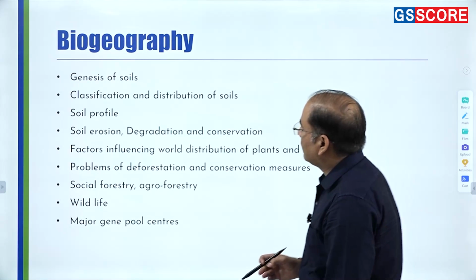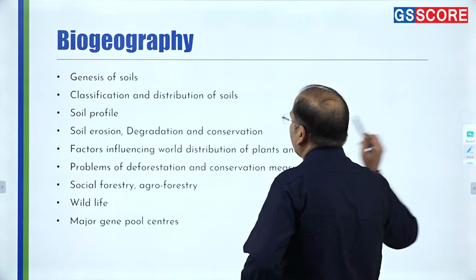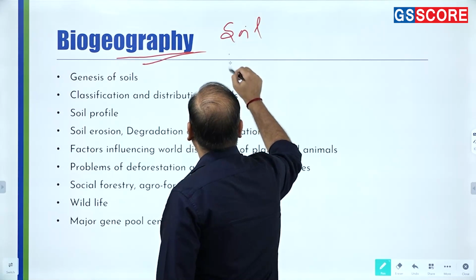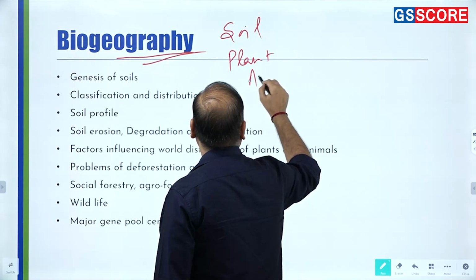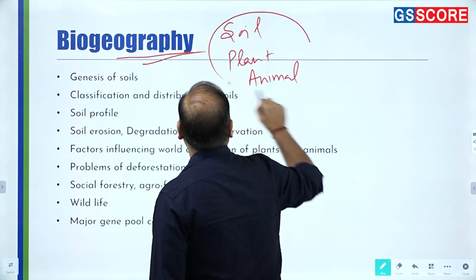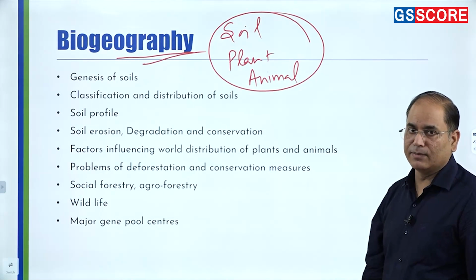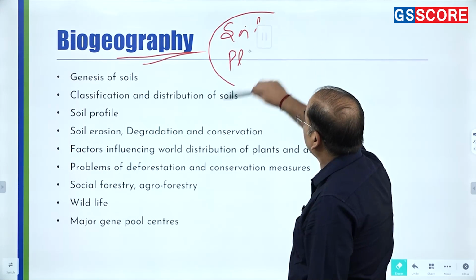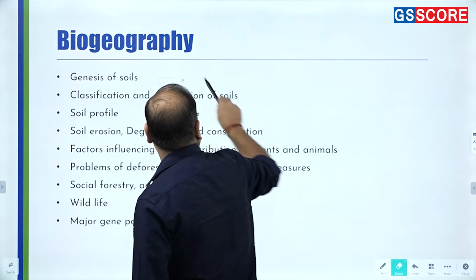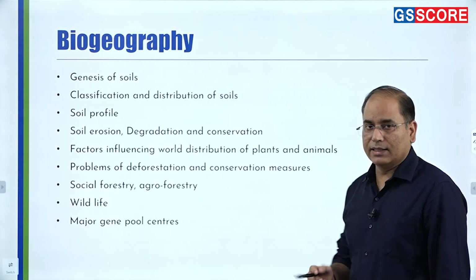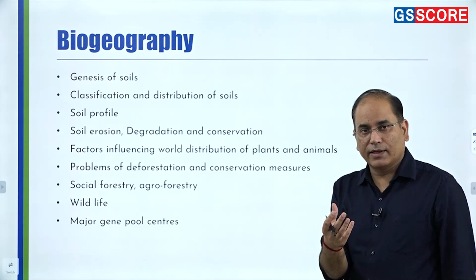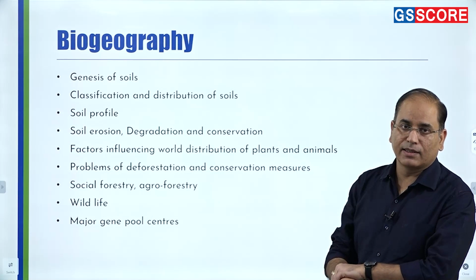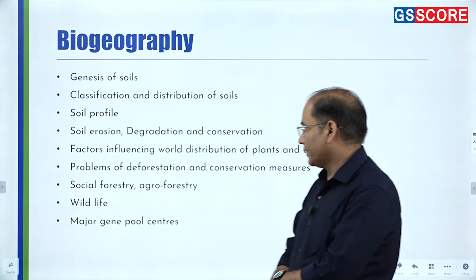Now moving to the next part of our syllabus, that is biogeography. Biogeography mainly covers the areas of soil, plant, and animal. So soil, plant, animal is the main theme of biogeography. In other words, you can say it is part of physical geography, but here you will have a combination of all three, that is lithosphere, hydrosphere and atmosphere. The sum total of the interaction of these three major spheres ultimately results in the biosphere.